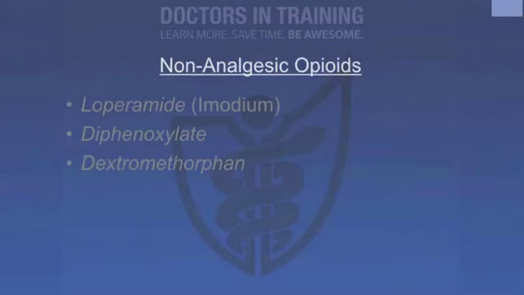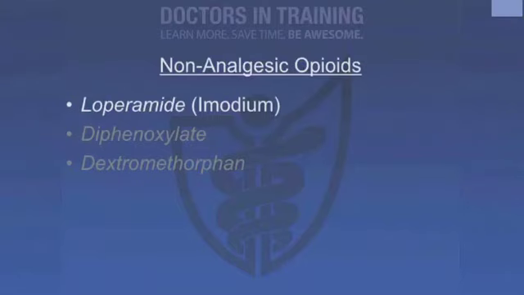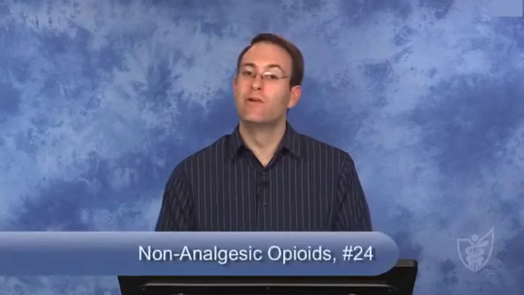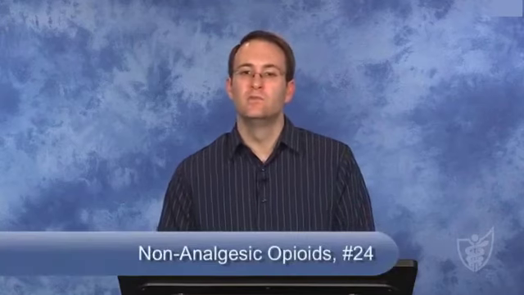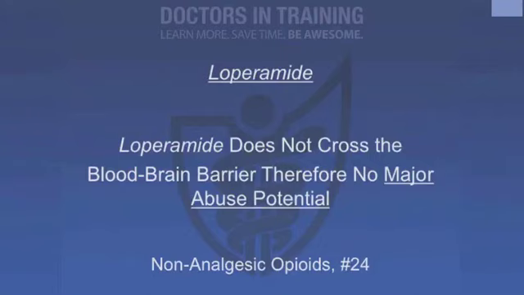Now finally, we're going to talk about three medications. They're non-analgesic opioids. The first group are used for diarrhea, so we have some anti-diarrheal agents. The first one is called loperamide. It acts on peripheral mu receptors as well, and it doesn't cross the blood-brain barrier, so there's really no major abuse potential, and it can be a very helpful medication to decrease diarrhea.